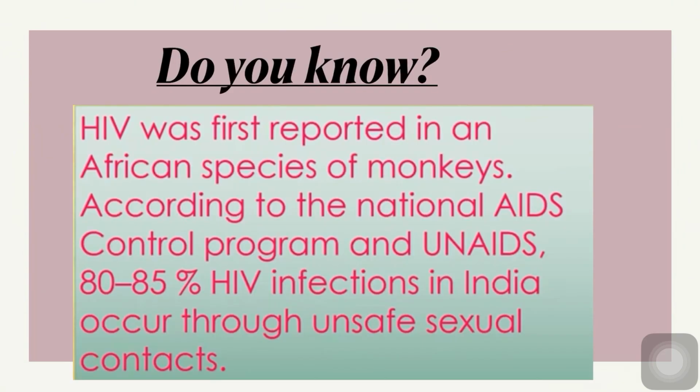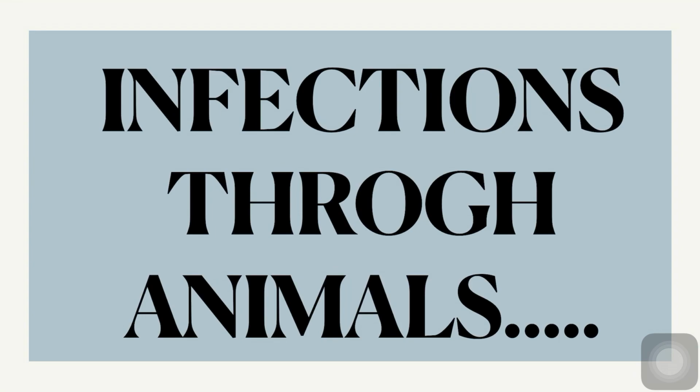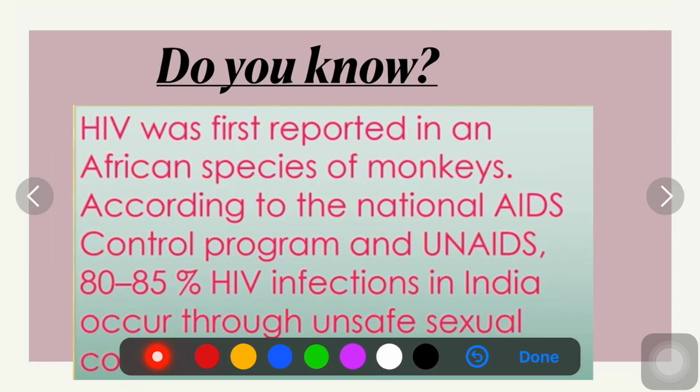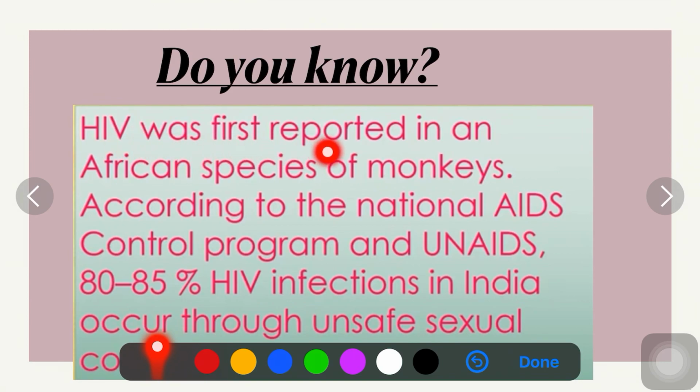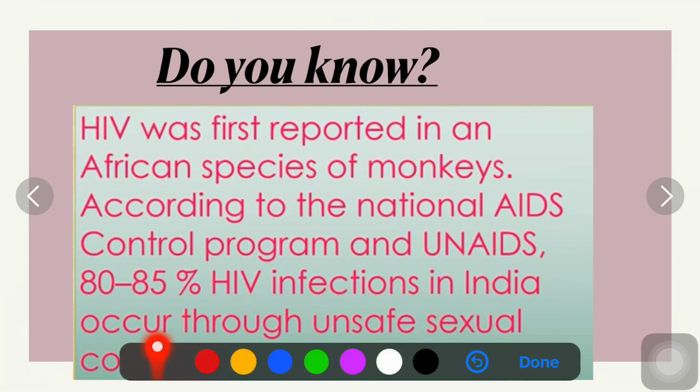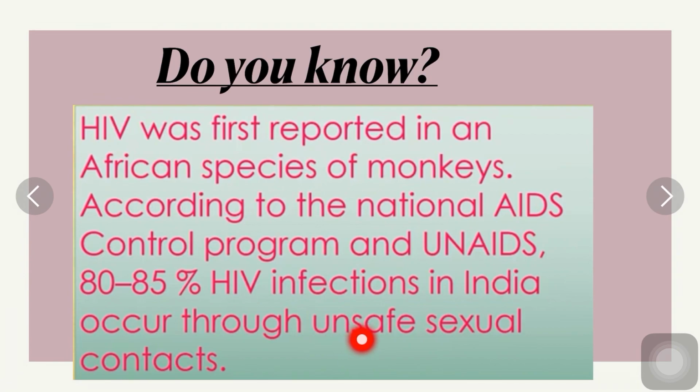Do you know, children? HIV was first reported in an African species of monkeys. According to the National AIDS Control Programme and UNAIDS, 80 to 85% HIV infections in India occur through unsafe sexual contacts.